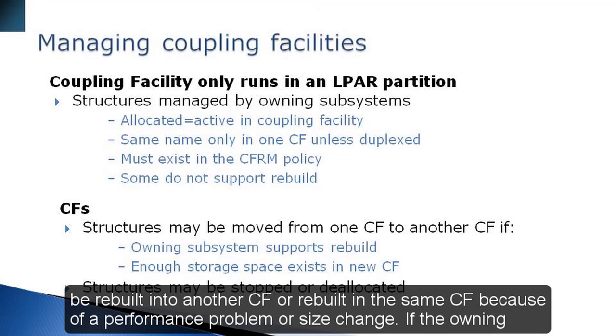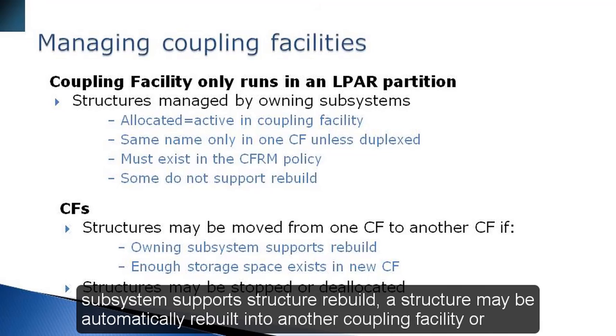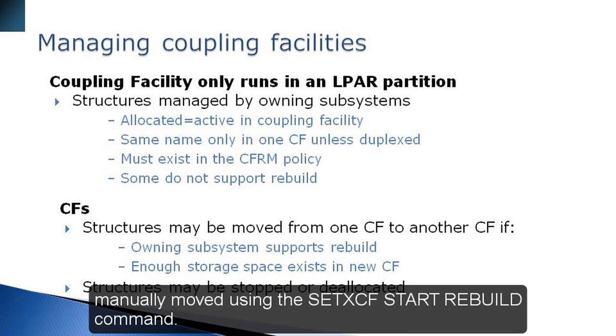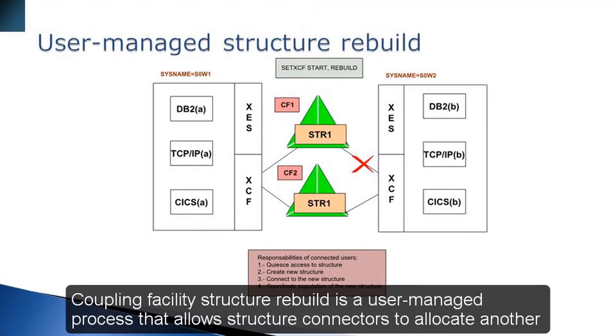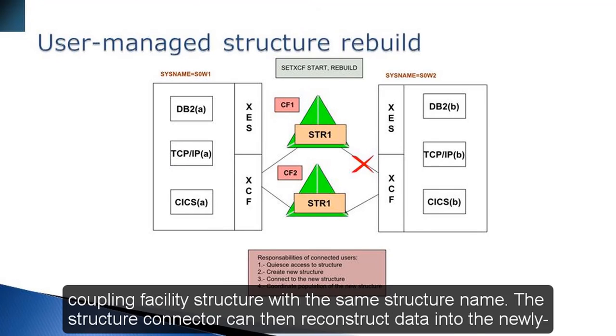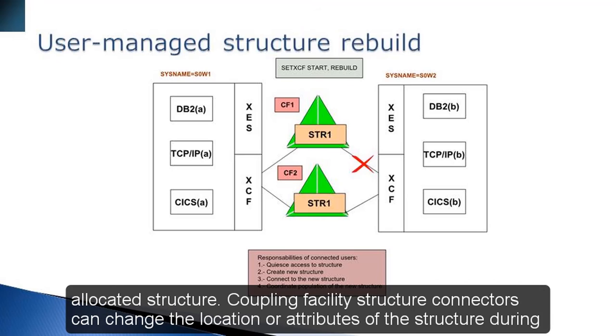If the owning subsystem supports a structure rebuild, a structure may be automatically rebuilt into another coupling facility or manually moved using the setxcf start rebuild command. Coupling facility structure rebuild is a user-managed process that allows the structure connectors to allocate another coupling facility structure with the same structure name. The structure connector can then reconstruct data into the newly allocated structure.